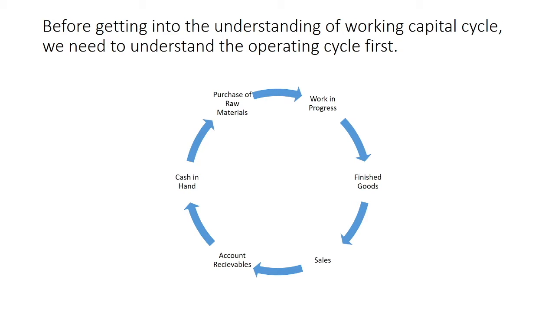You sell those goods for earning profit or earning money, and that sales leads to accounts receivable, like creation of debtors. If the payments are receivable on a later stage, that is accounts receivable. Or you can directly jump from sales to cash in hand if the customer is buying the products or services from you in cash, right? And that cash in hand is used for purchase of raw materials again. This creates the cycle, basically the operating cycle.